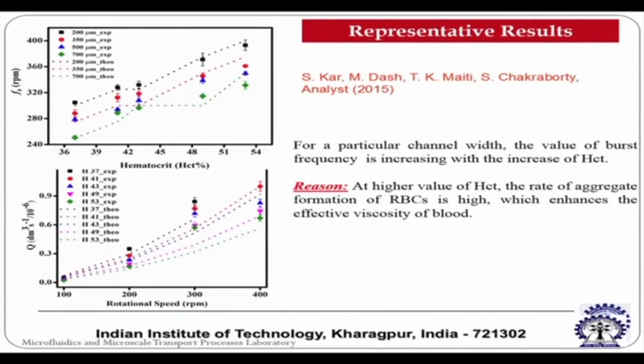We have seen that for a particular channel width the value of the burst frequency increases with increase of hematocrit, and increase or decrease of hematocrit can be associated with a particular morphological condition in the blood sample. The higher the value of hematocrit, we have seen that the rate of aggregation of the red blood cells is high, which enhances the effective viscosity of blood. So we see that the burst frequency increases with increase of hematocrit.